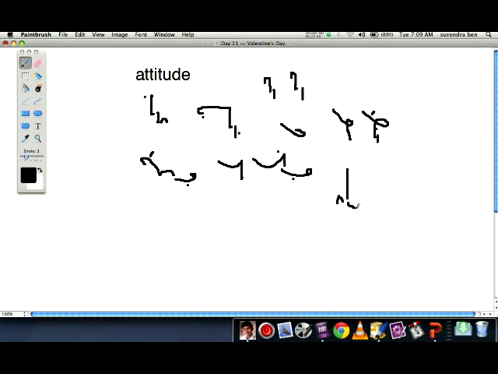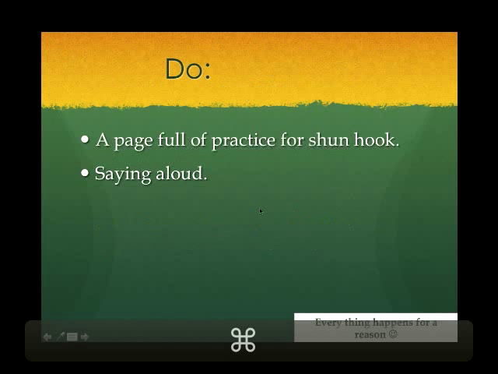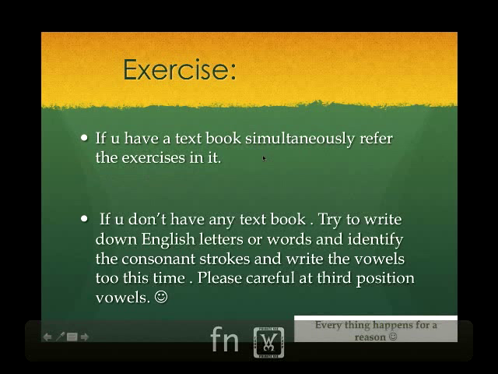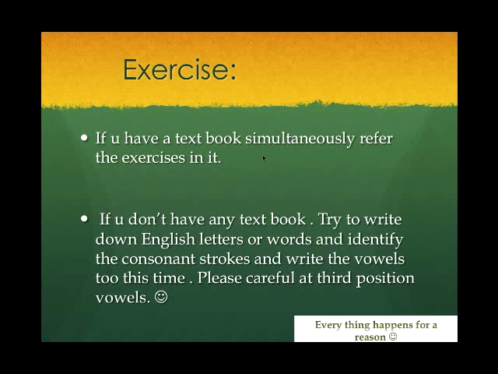Outfit. Like half. This is after. So fit. Outfit. Is joined. Okay. Half of the F, fit. So it will be confusing at the beginning, but if you keep on practicing, it will be very easy. Do a page full of practice for Sean Hook. No, I forgot to edit this for T and D. I mean, the halving principle, saying aloud. So I said already, if you have a textbook, even if you don't have a textbook, try it in newspapers, textbooks, okay, and on the internet also.